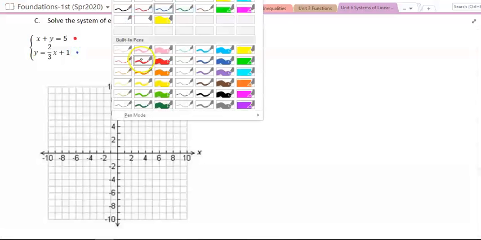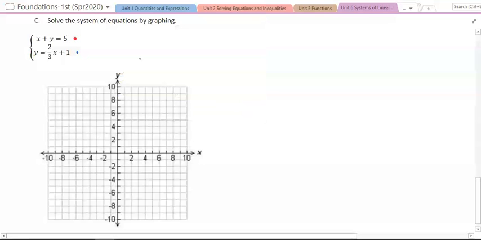And if you have colored pencils or if you're doing this on your computer, you can do the same thing. Use two different colors for the two different lines just to keep reference. All right, so the first line, x plus y is equal to 5. And so, it's still in blue. So x plus y is equal to 5.